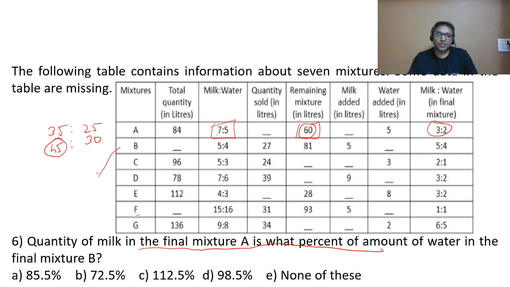Let's go to B. In B, remaining mixture is 81, which is divided in ratio 5:4. 5 plus 4 is 9, 9 nines are 81. Since 9 nines are 81, 5 nines are 45 and 4 nines are 36. We had 5 liters of milk added, so milk becomes 50, but the ratio is 5:4, so water will become 40. So 45 is more than 40 by 5 upon 40, or 1 upon 8, or 112.5%. C option.